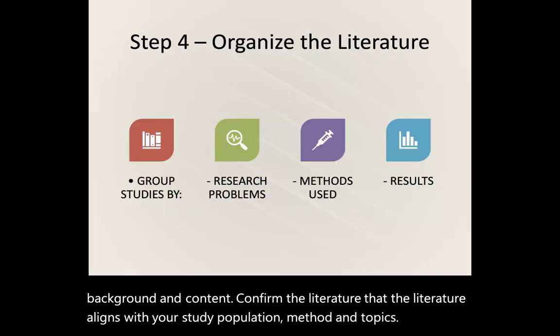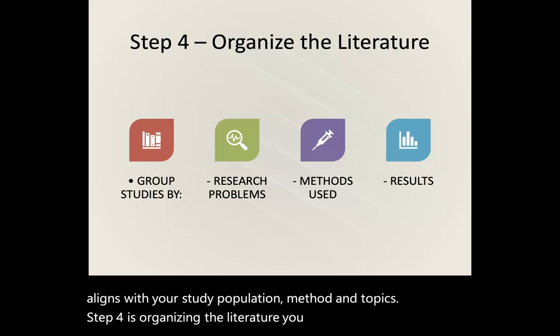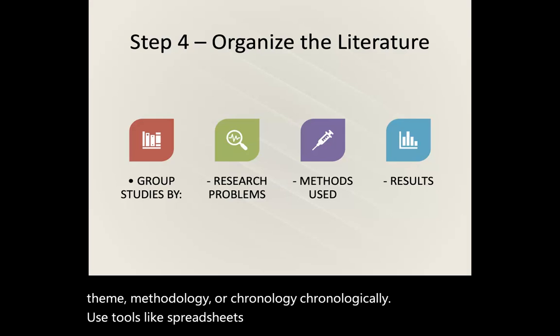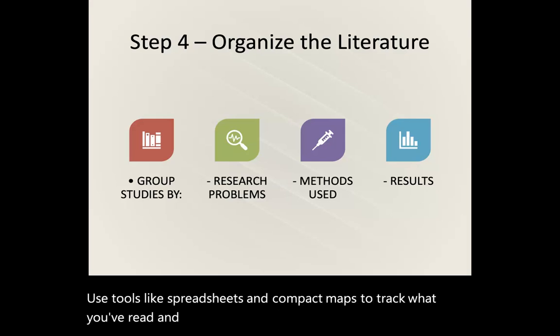Step four is organizing the literature. You can group sources by theme, methodology, or chronologically. Use tools like spreadsheets and concept maps to track what you've read and how it fits your review.